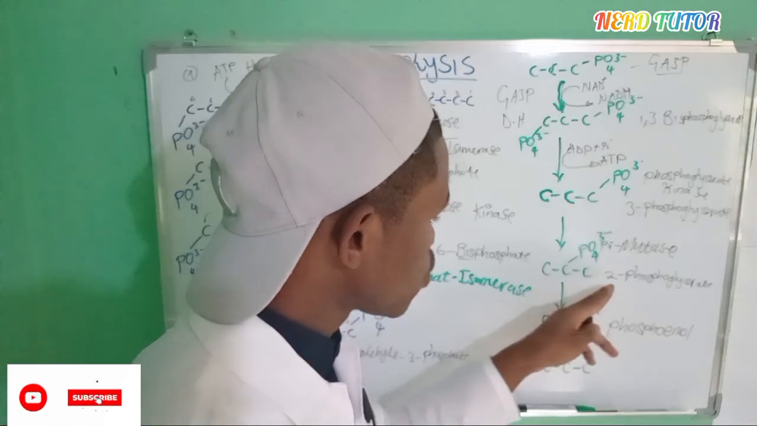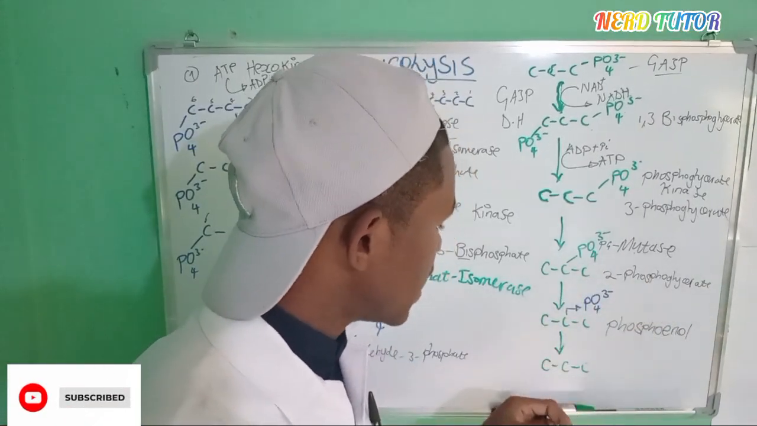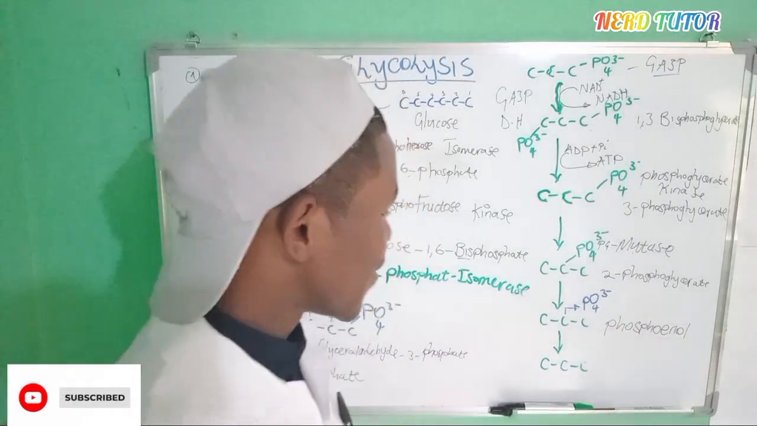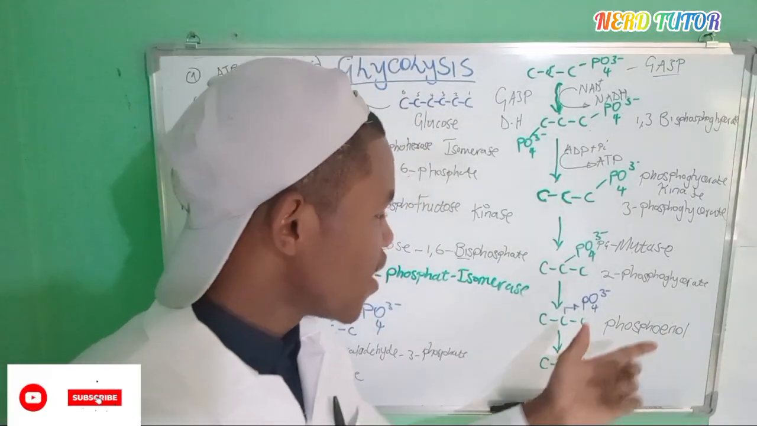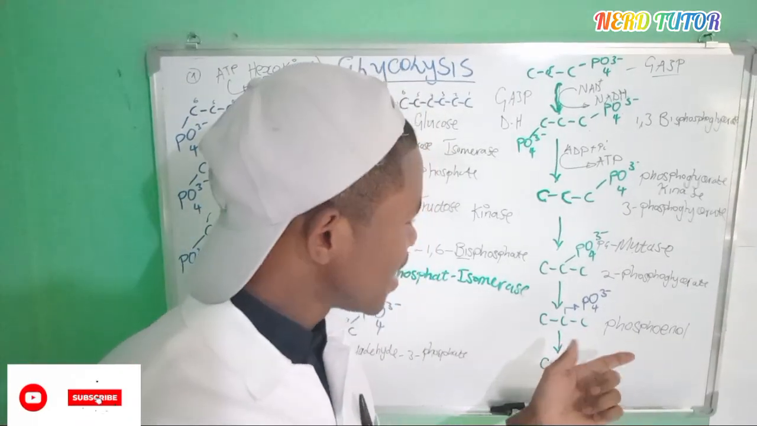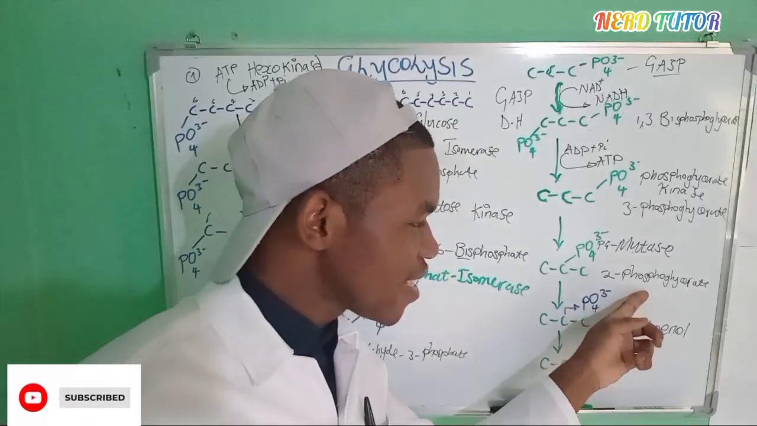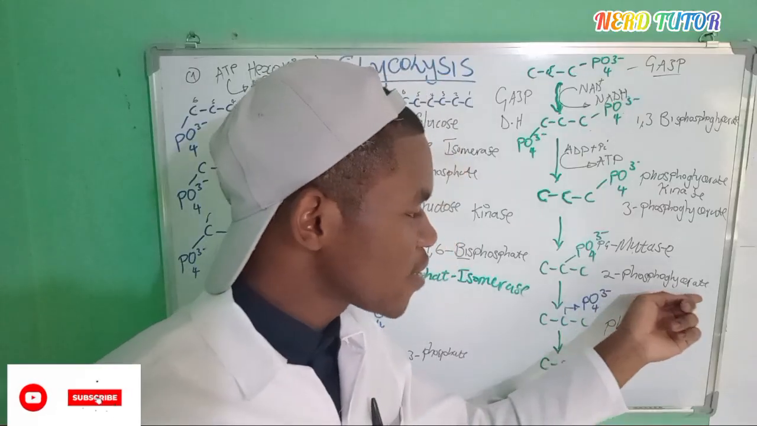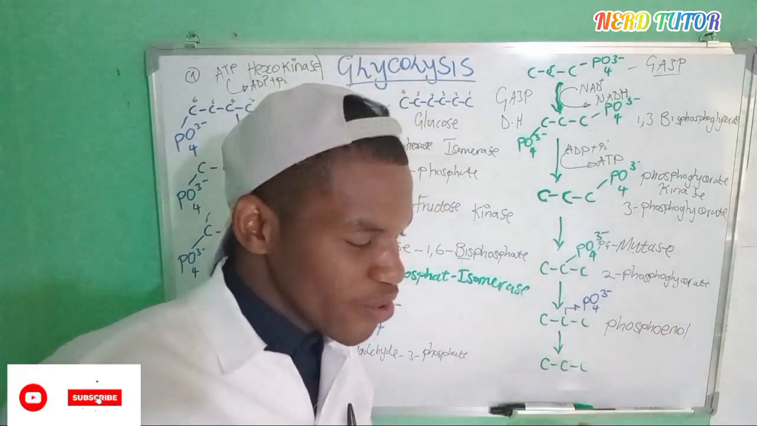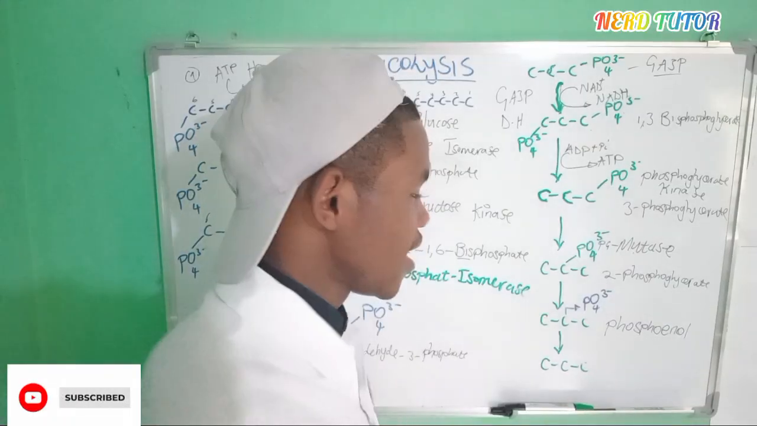Okay. But have I said the enzyme? So this is 2-phosphoglycerate, and then it is changing to this one, to phosphoenol. So now, look, we are moving from phosphoglycerate to an enol. So the enzyme helped this molecule, the phosphoglycerate, to move from phosphoglycerate to an enol. So meaning the enzyme should be enolase.